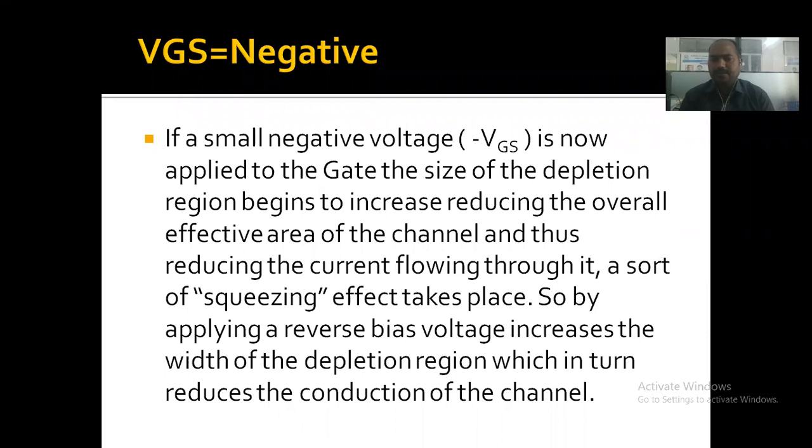Whatever the thing across your JFET is, it is not any other than that of your PN junction diode. Why is it so? Because whatever is internally connected across it is just like a PN junction diode, right?